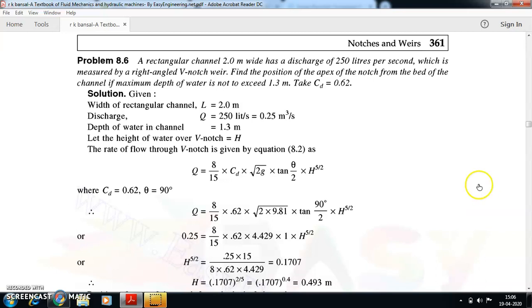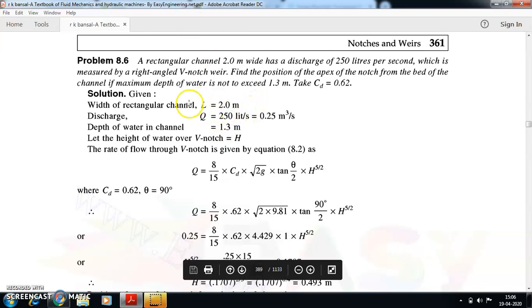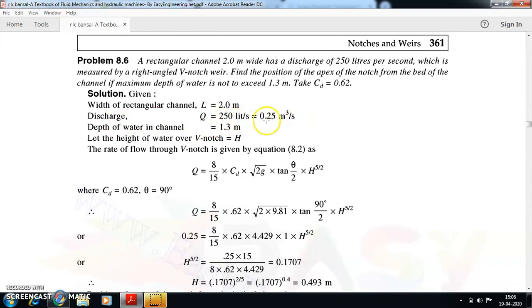See what is given to you. It is a rectangular channel. So the length is known to you. Length is given as 2 meters. Discharge 250 liters per second. So convert it into meter cube per second. Divide by 1000, 0.25 meter cube per second. Now the depth of the water in the channel. The maximum depth of the water in the channel will be 1.3 meter. It should not go above this.